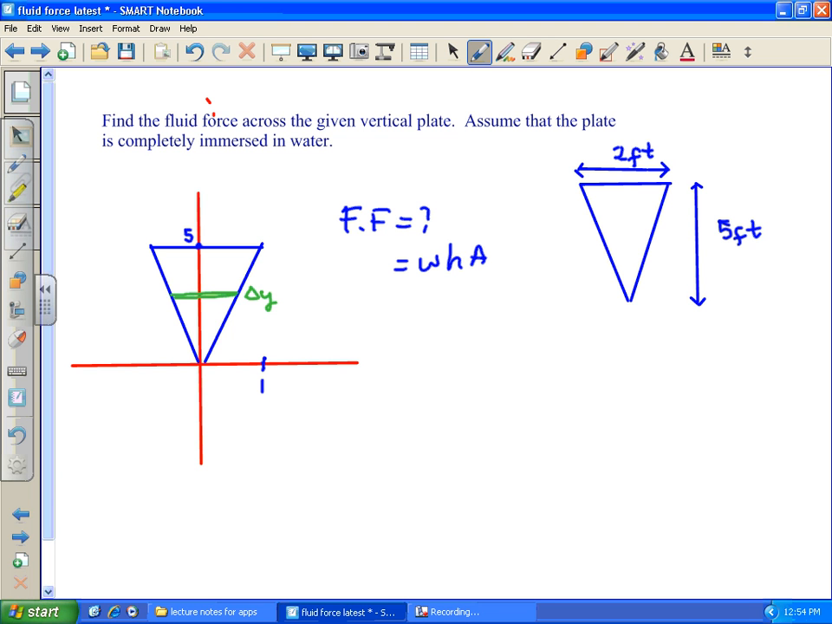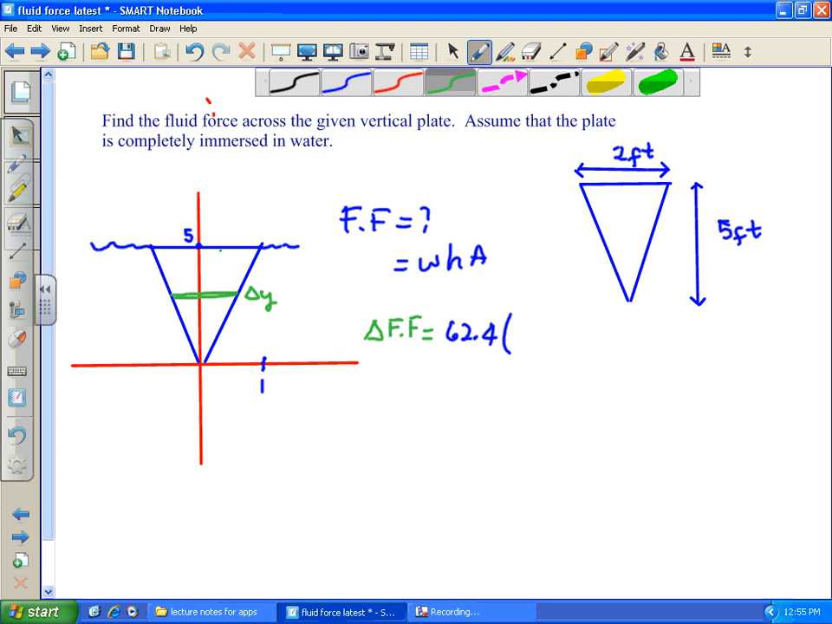Okay, so let's write down, what is the fluid force on this thin rectangle? W is always the same, 62.4. Okay, what will H be, the depth? We're assuming for all of these questions that these figures are completely immersed in water. Remember, depth is how much water is above the rectangle. That's what's exerting the pressure. That's what should be taken under consideration. So in this case, what is our depth? 5 minus y.